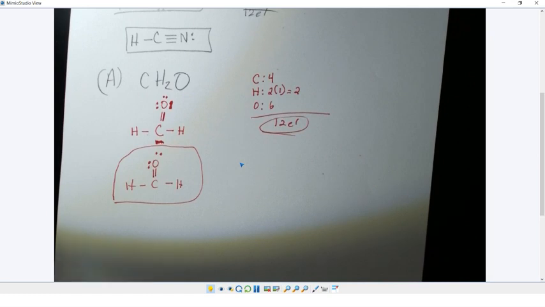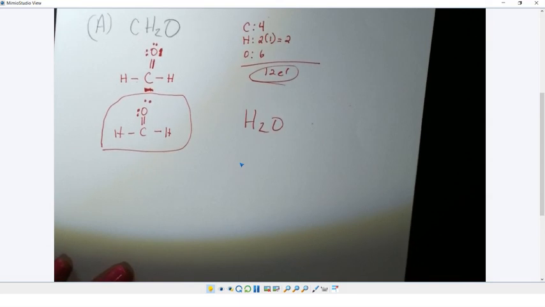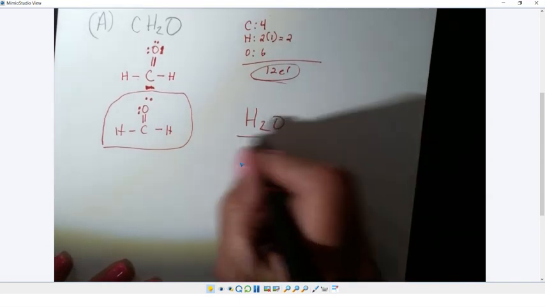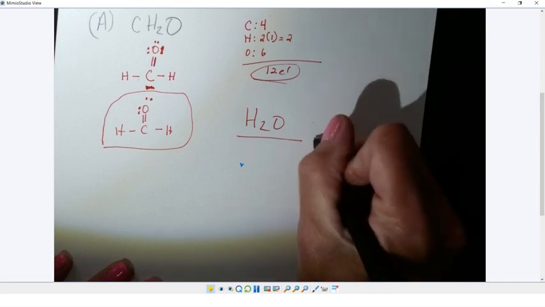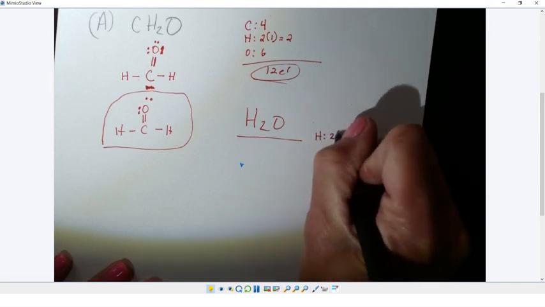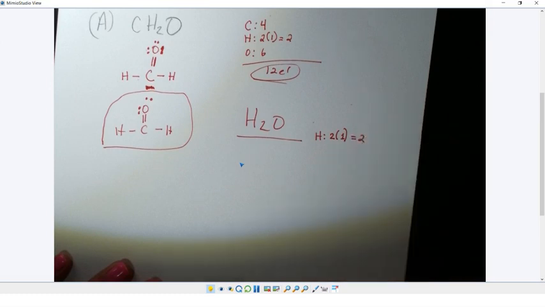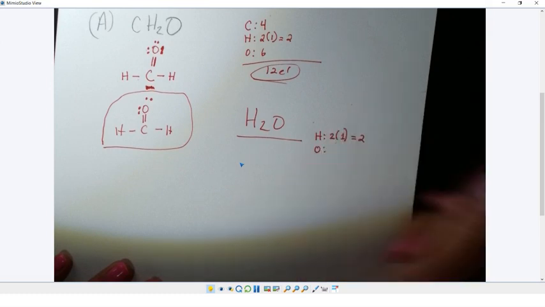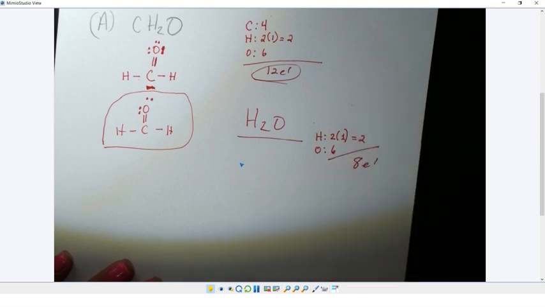Let's just do one more. Let's do H2O. First thing we're going to do is what? Count them up. So I have hydrogen. I have 2 hydrogen atoms with 1 valence electron each, so that's 2 valence electrons. I have 1 oxygen atom with 6 to give me a total of 8 valence electrons.